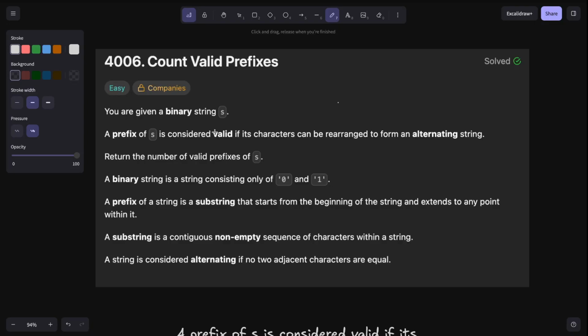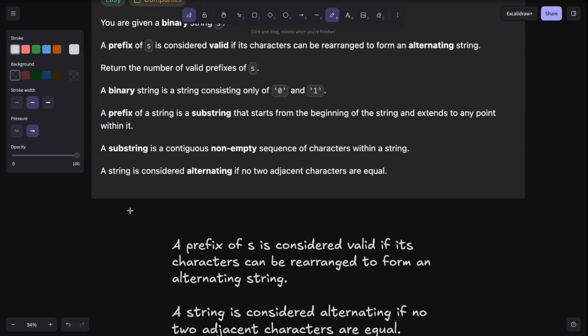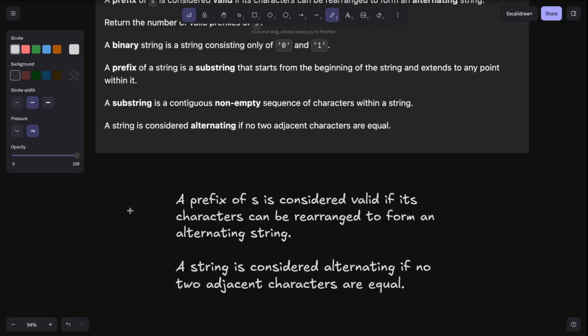So we know a binary string consists of zeros and ones. A prefix of a string is a substring that starts from the beginning of the string and ends at any point within it. And a substring is a contiguous non-empty sequence of characters within a string. And a string is considered alternating if no two adjacent characters are equal. So there's clearly some key information you need to know here. You need to understand what prefixes are, what substrings are.